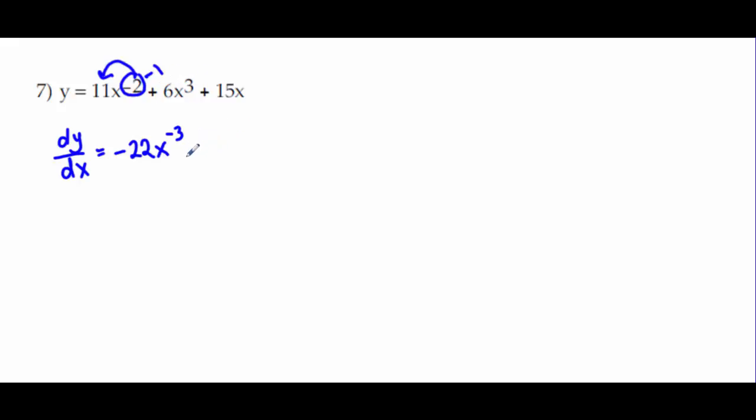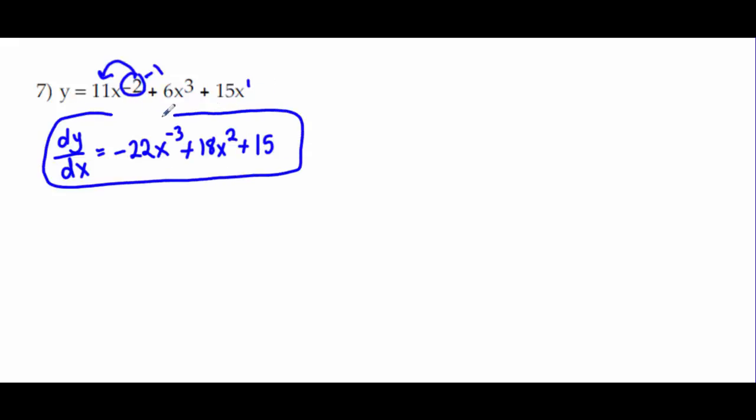Times by 3 and get 18. Subtract a power and get x squared. This is like multiplying by 1 and then subtracting a power, so I get x to the 0, which gives me just 15. Because x to the 0 goes away whenever we have it, because x to the 0 is just 1. So this is my answer. You don't need to rewrite this with the x cubed on the bottom. If you want to, you can. But it's not necessary because they didn't have it on the bottom when we started.